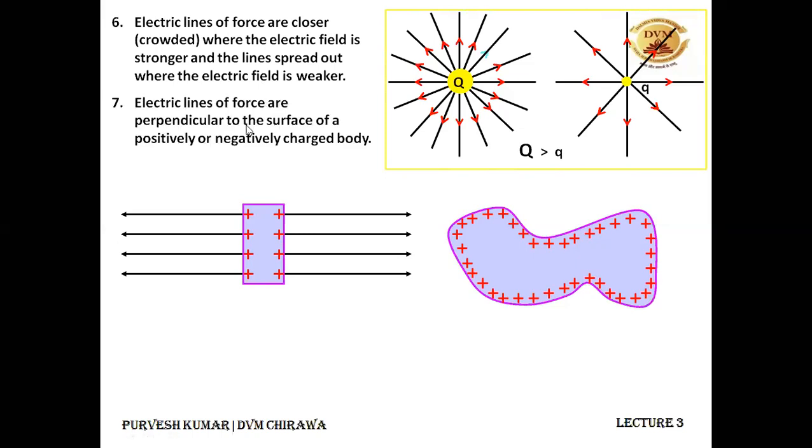The next property says that the electric lines of force, or the electric field lines, are perpendicular to the surface of a body, whether the surface is positively or negatively charged. Say this is my surface. These are the electric field lines from the positively charged surface. Electric field lines will come out from the positive charge in this direction and in this direction. So this electric field line is always perpendicular to the surface. You can see that this angle is 90 degrees.